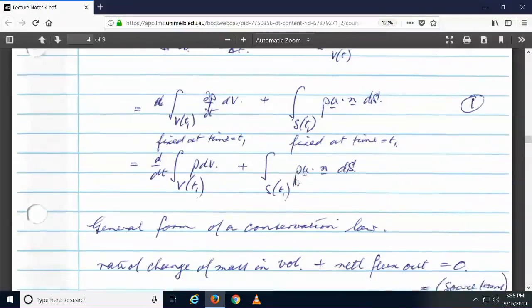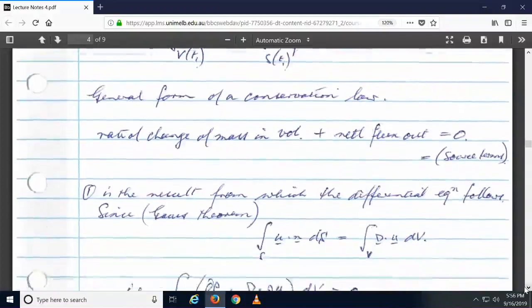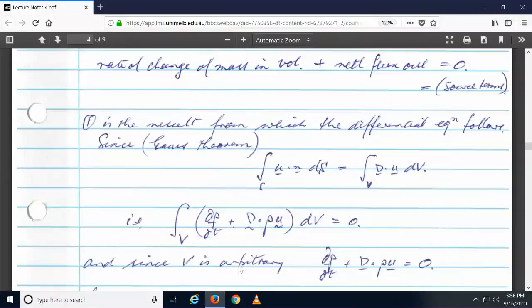So now, if I do that, this integral over a surface will be the same thing as the integral over a volume. And so I can put this and this term together. So let's do that. And so I have the integral of (d rho/dt plus the divergence of rho u) dV equals naught over the original volume.